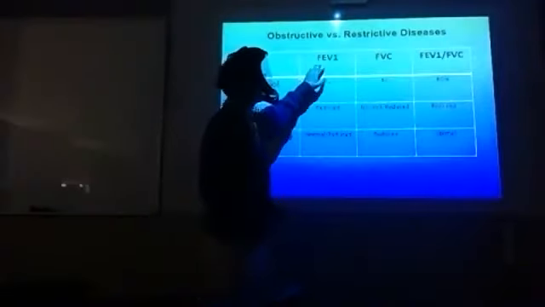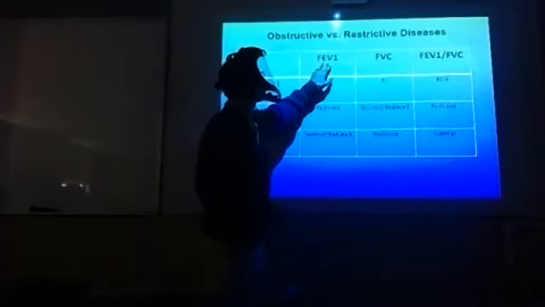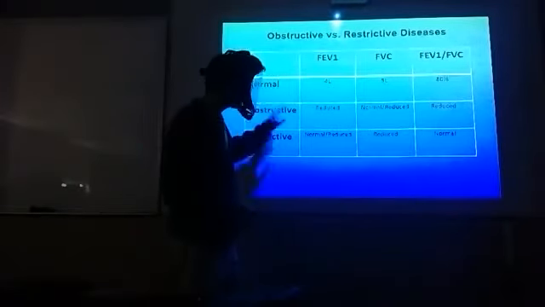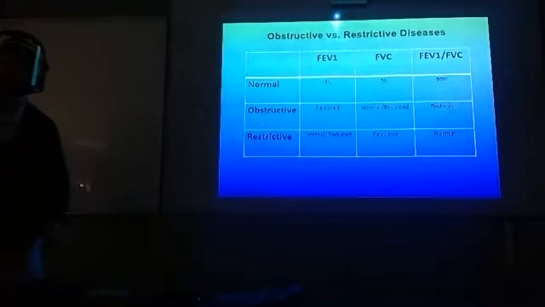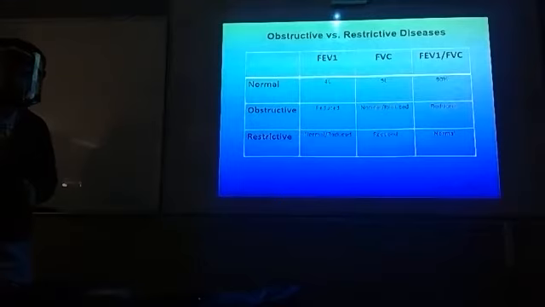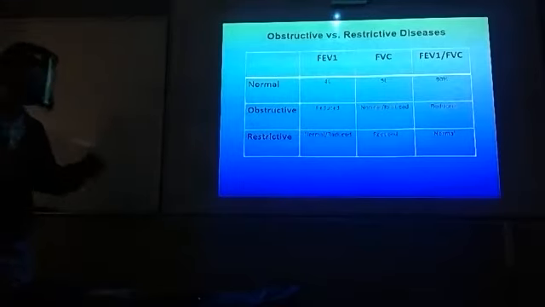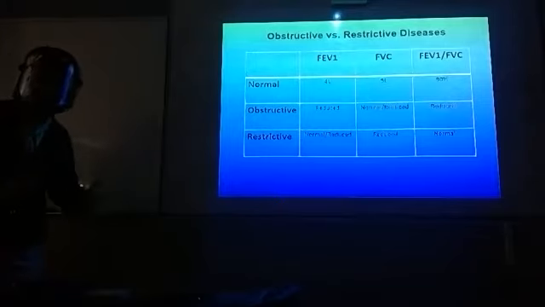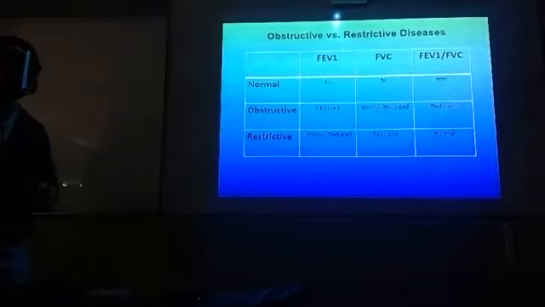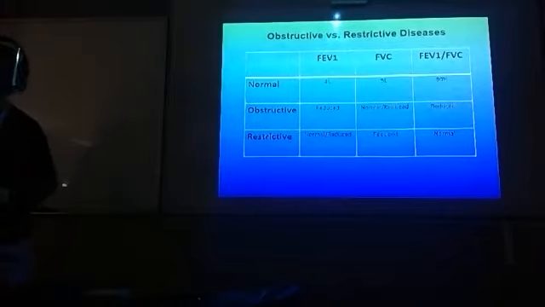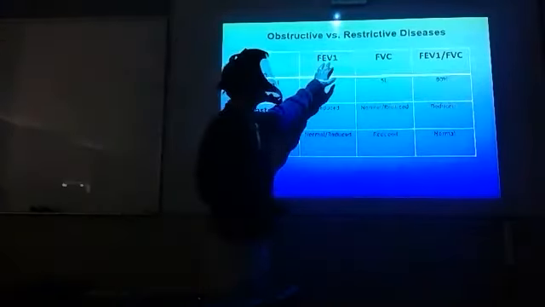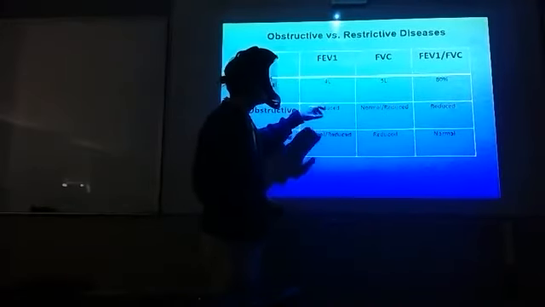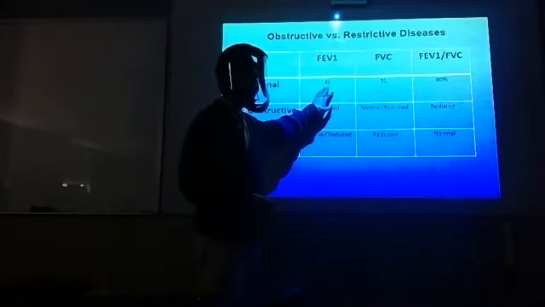We have the FEV1. This is the forced expiratory volume in the first second. This is a measurement of the volume that you can forcefully exhale in the first second after you fully inspire. So you take a deep breath, and you exhale as forcefully as possible in the first second. The amount of volume that you can forcefully expire in the first second is called the forced expiratory volume 1, or the FEV1. Typically, it's about 4 liters.